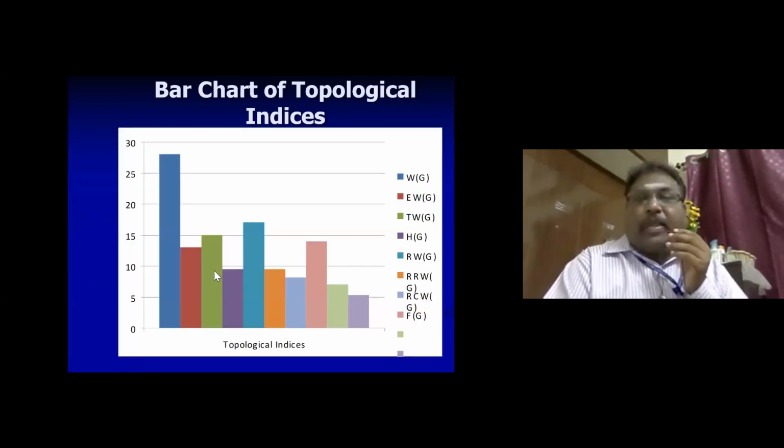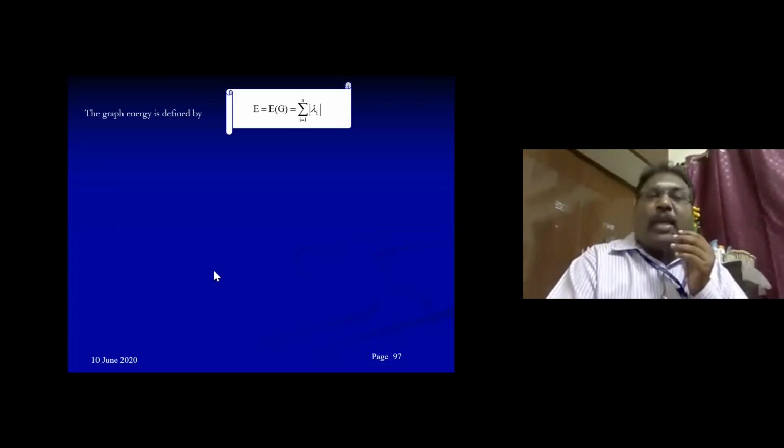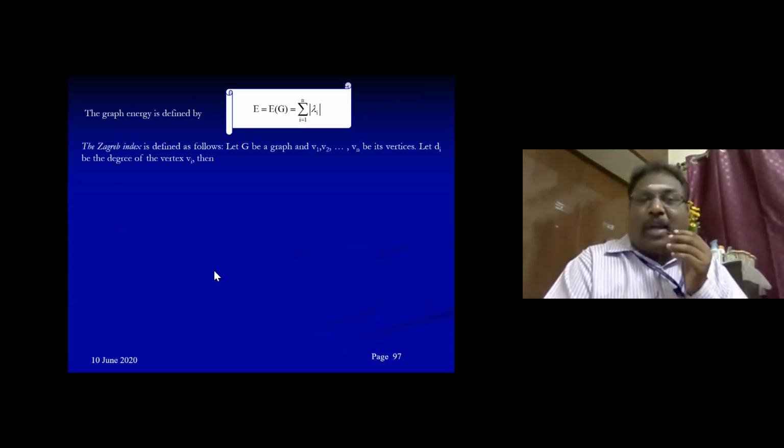Okay, fine. This is the beautiful concept called graph energy. Some of the eigenvalues are 0, but some of the modulus values of the eigenvalues are not 0. That gives the energy of the graph. Beautiful concept. The energy of the graph is the sum of the modulus of lambda.